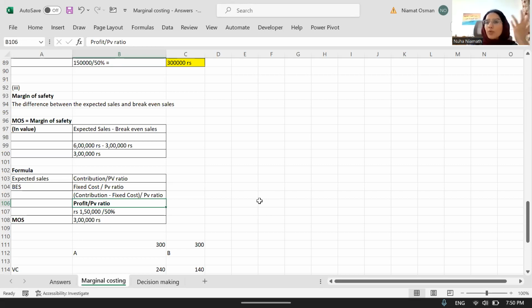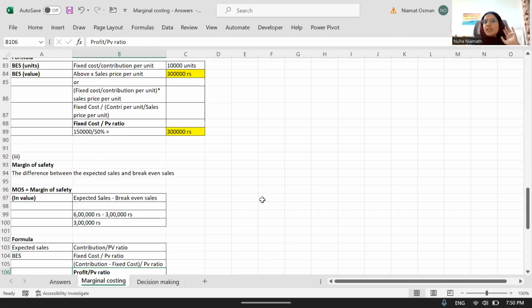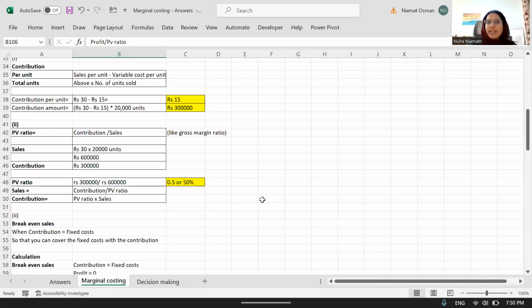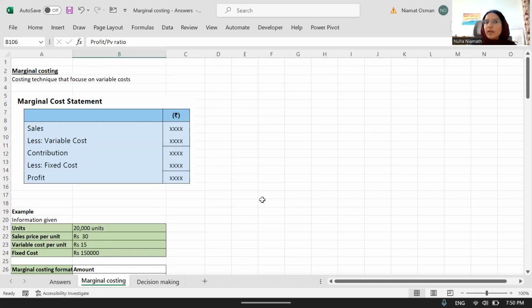There was no mugging up of formulas you've done here. You just need to remember PV ratio is equal to contribution by sales. That's it. And then the concept. What is break-even sales? When your contribution is equal to fixed cost. What is your margin of safety? That excess of sales above break-even sales. So I hope everybody is clear with these concepts right now. Anything that you want me to repeat again, let me know. I'll repeat. Otherwise, we'll begin with the questions.